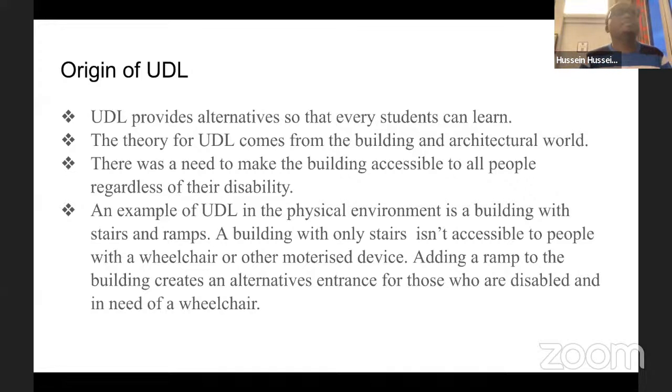As you know, in the special needs field, we have the social model, and the social model most of the time says that the problem or challenge which a person has can be reduced or removed if society finds the solution. So the architectural world decided to find a way to make buildings accessible. An example of UDL in the physical environment is a building with stairs and a ramp.